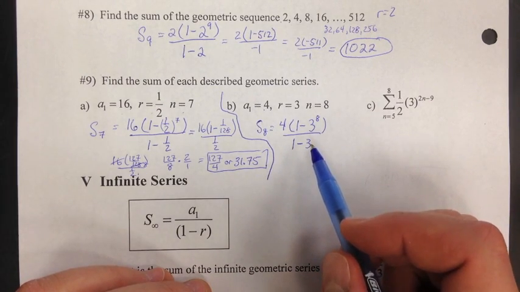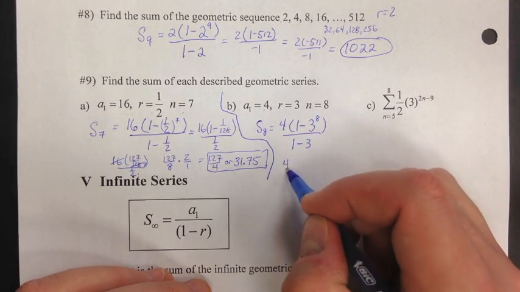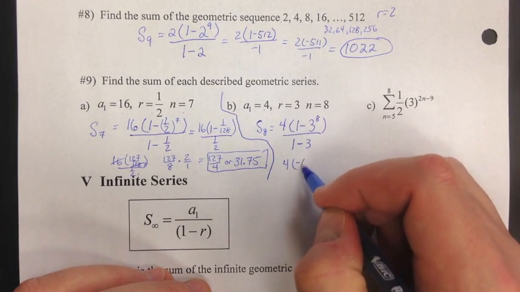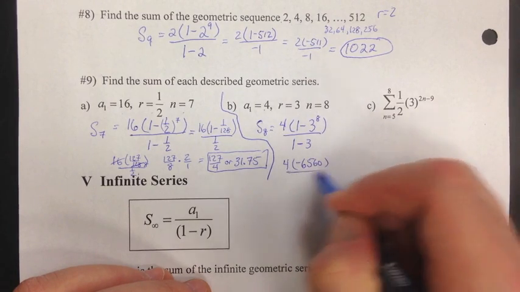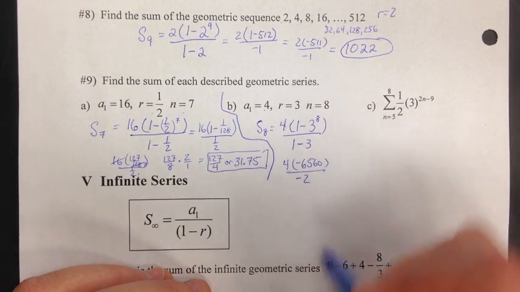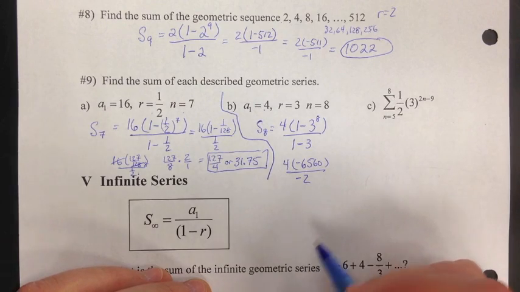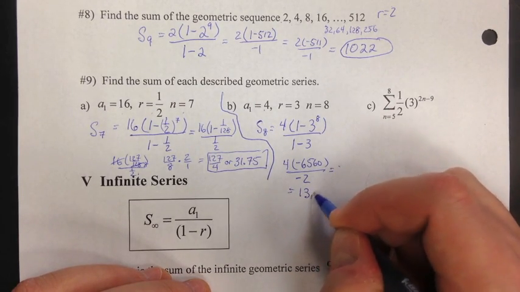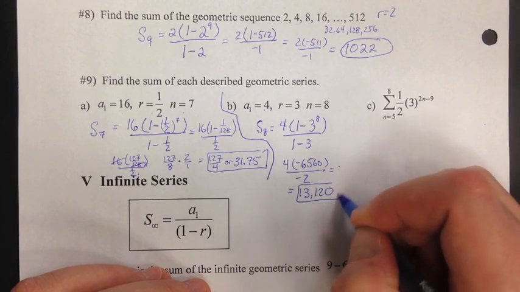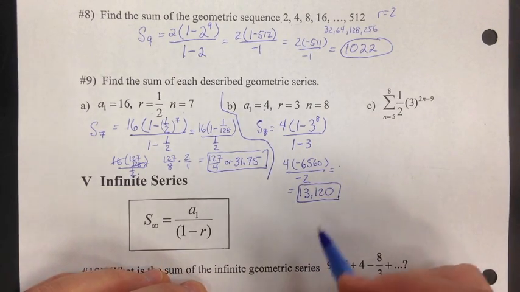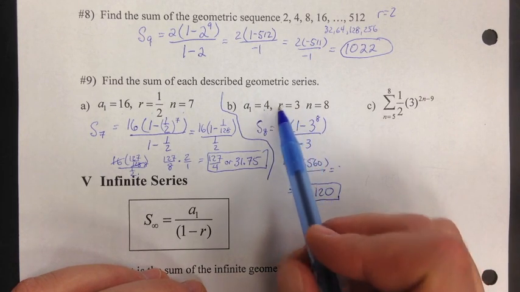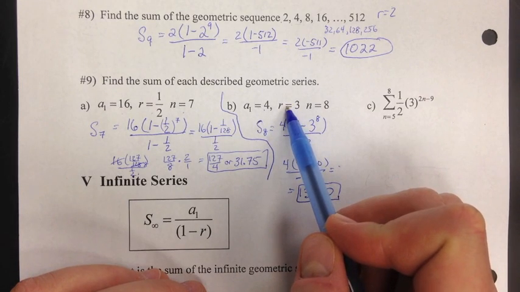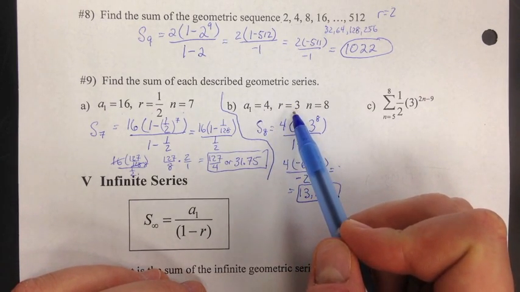Okay, so you're going to have 4. 1 minus 3 to the 8th is going to give you negative 6,560. And then 1 minus 3, we're going to divide by negative 2. So we'll work that out, and what we get is 13,120. That would be the sum. Okay, again, you could think of it, if the ratio is 3, it would be 4. 4 times 3 is 12. 12 times 3 is 36. Times 3 is 108, so on and so on.